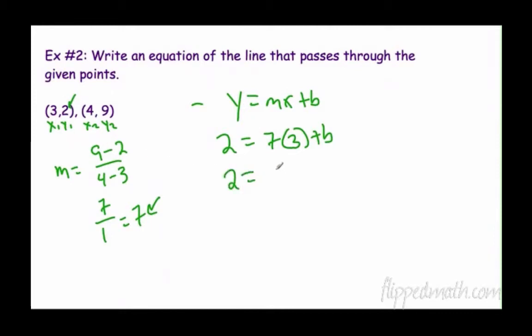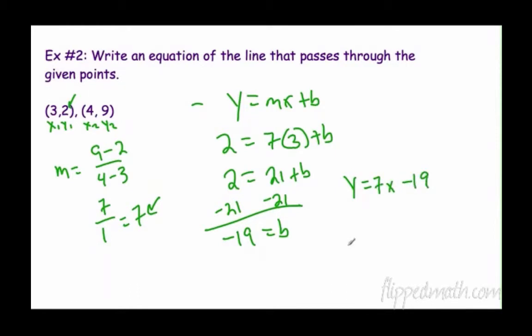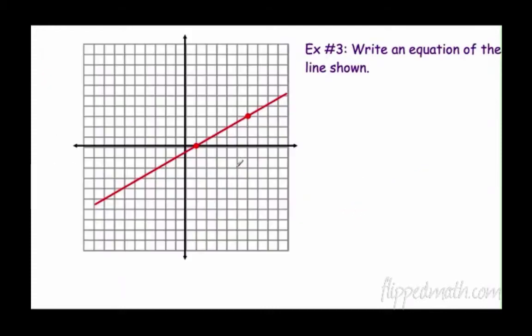So solve it. 2 equals 7 times 3, which is 21, plus b. Subtract 21, so negative 19 equals b. So plug it into my formula. y equals mx plus b. Just kidding, it's in your head, right? y equals 7x minus 19. All right, let's try another one.